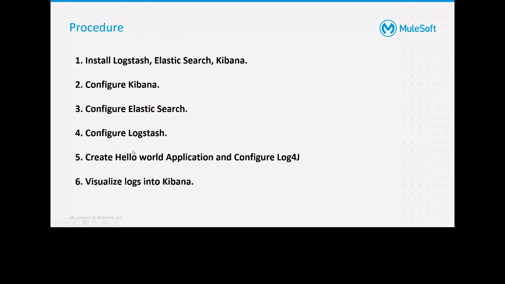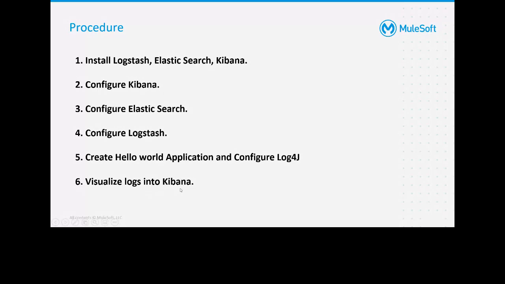So we have covered how to install, how to configure Kibana, configure Elasticsearch, configure Logstash, create a Hello World application, and configure Log4j. And at last, visualize the log in Kibana. We have covered these 6 steps. So this is the step by step. We can download this, and please update to the latest version.